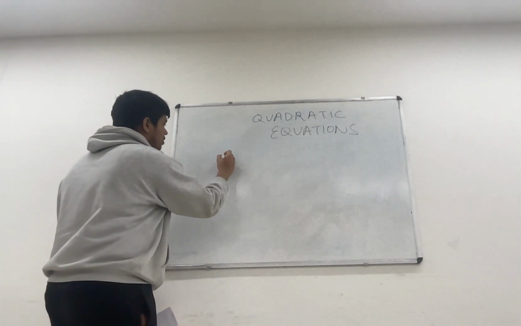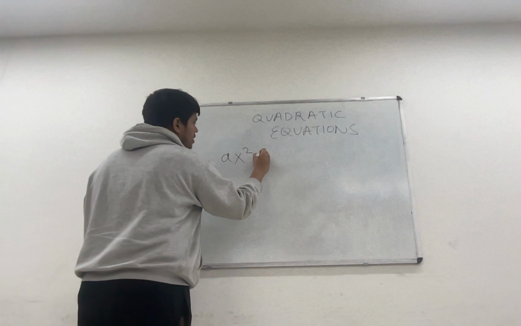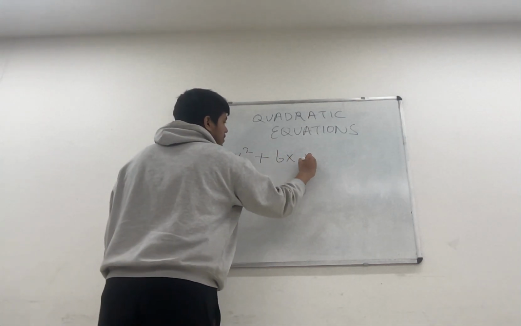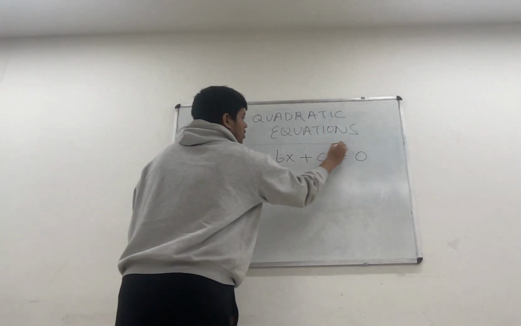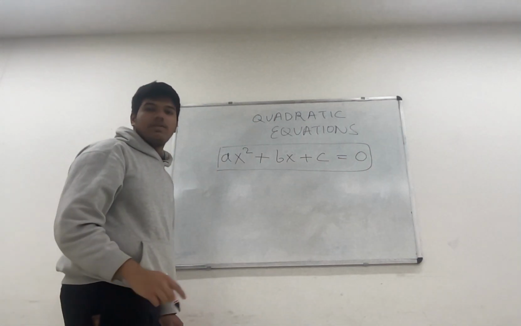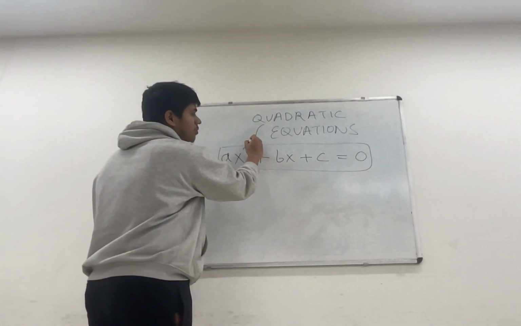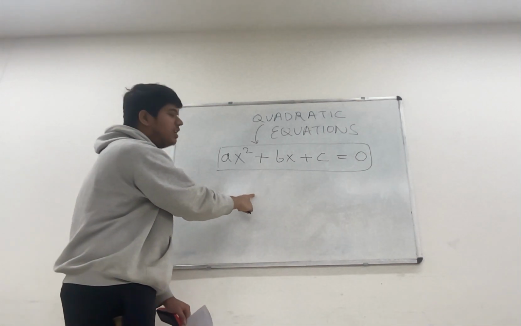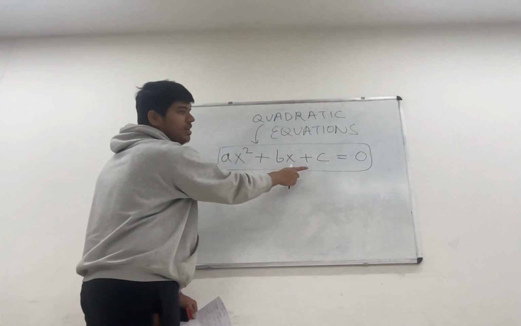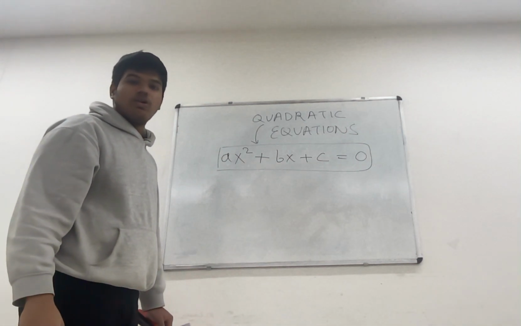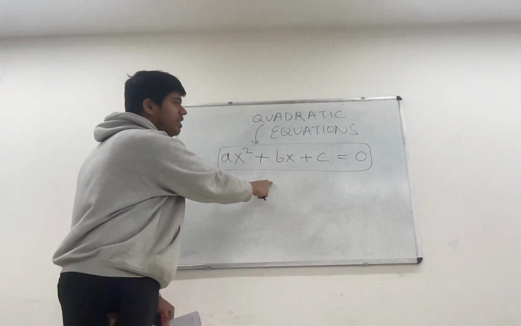ax square plus bx plus c equal to 0. This is the general form of a quadratic equation. x is the variable, a, b and c are coefficients in this quadratic equation.